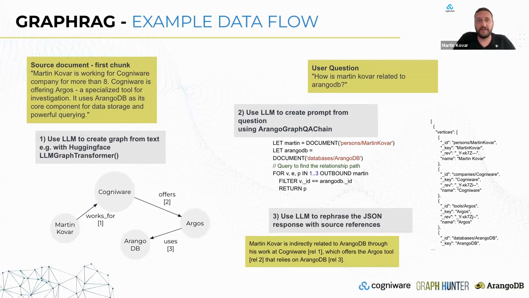So imagine you have this paragraph, or it can be a long document, or multiple documents. The first step, what we usually do, is use large language models to create a graph directly from the text. Just a small tip to kickstart your investigation: you can use the LLM Graph Transformer from Hugging Face. Again, LLM of your choice.